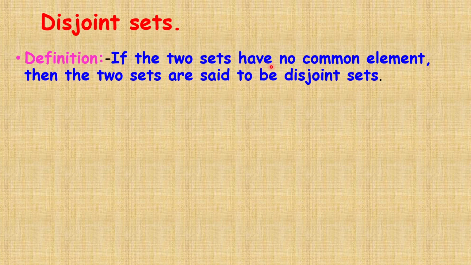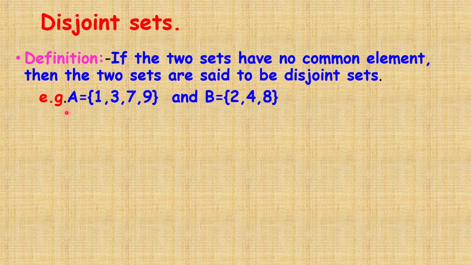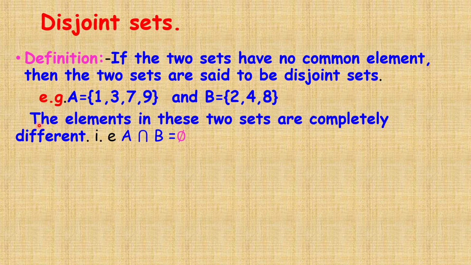Definition: if the two sets have no common elements, then the two sets are said to be disjoint sets. For example, set A having the elements 1, 3, 7, 9 and set B having the elements 2, 4, 8. The elements in these two sets are completely different.